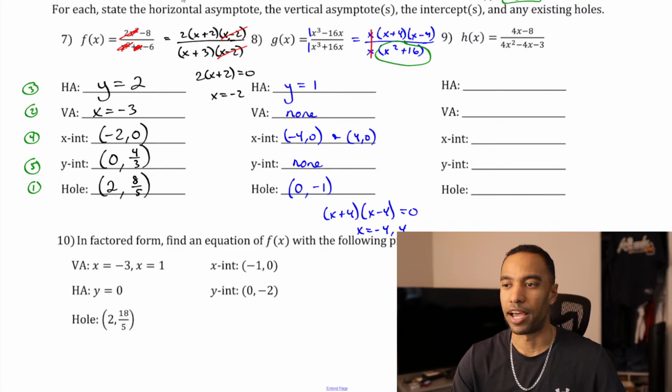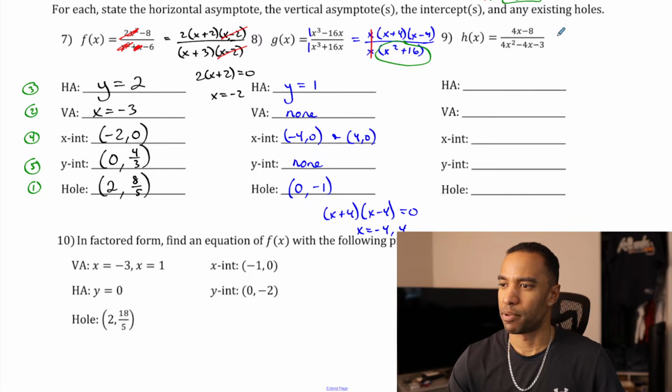All right, number 9, factoring here. 4 is a common factor on top, so you're left with 4 times x minus 2. And on bottom, 4, no, 4 is not a common factor.